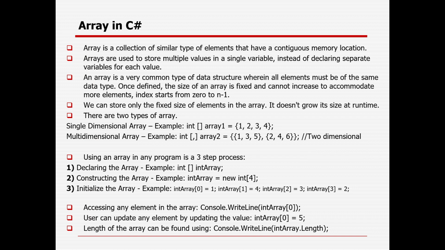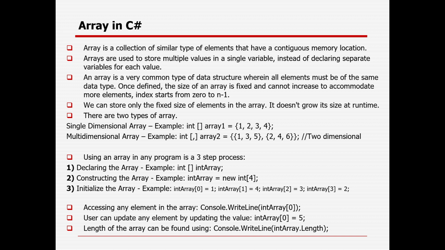So an array is a collection of similar type of elements that have a contiguous memory location. Arrays are used to store multiple values in a single variable instead of declaring separate variables for each value. An array is a very common type of data structure wherein all elements must be of the same data type. It can be integer, string, float, decimal, double, like that. Once defined, the size of an array is fixed and cannot increase to accommodate more elements.